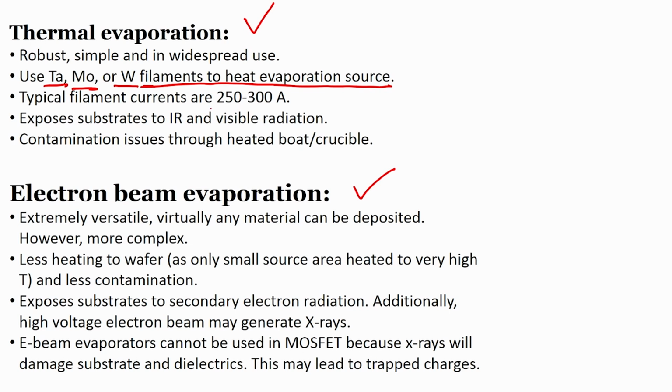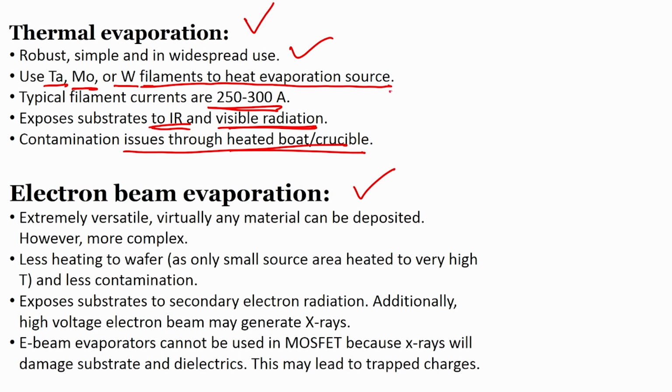Typical filament currents are about 250 to 300 ampere, and it exposes substrates to IR and visible radiation. There are contamination issues through the heated boat or crucible. If the crucible or boat is contaminated, that contamination will also get deposited on the substrate. However, it is very simple to use, because we just have to load the substrate and apply the power, and the boat will get heated up. When the boat gets heated up, the material within the boat starts melting, then it starts evaporating and gets deposited. Super simple to operate, right.